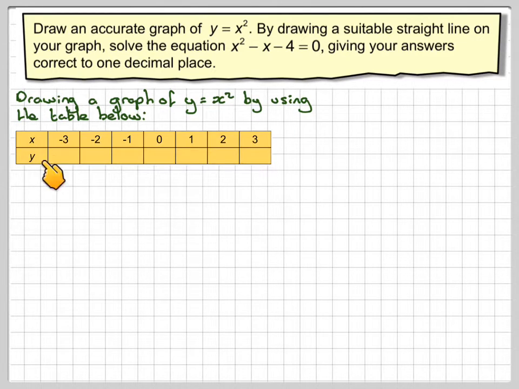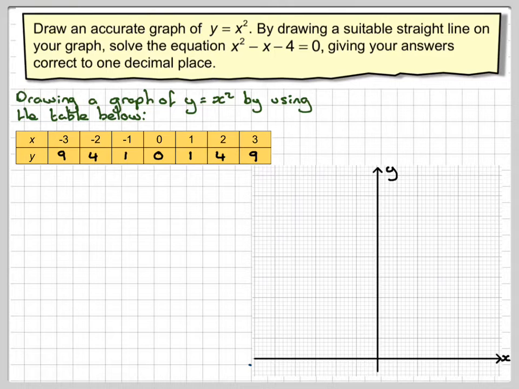So here's my table, x going from minus 3, minus 2, minus 1, 0, 1, 2, 3. Minus 3 squared will be 9. Minus 2 squared will be 4. Minus 1 squared will be 1. 0 squared will be 0. 1 squared will be 1. 2 squared will be 4. And 3 squared will be 9.